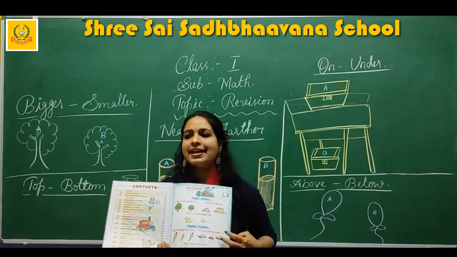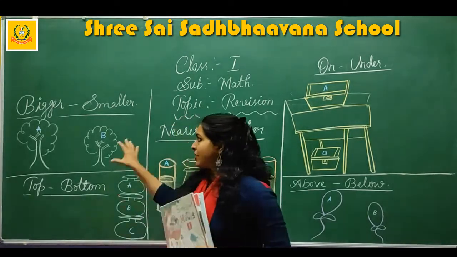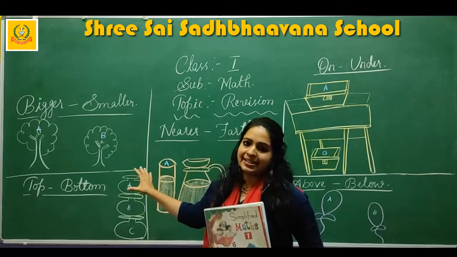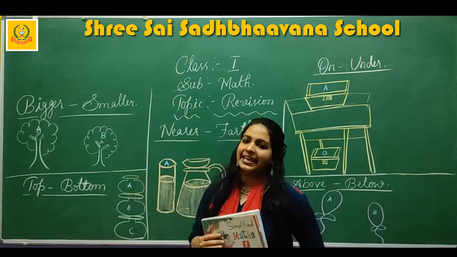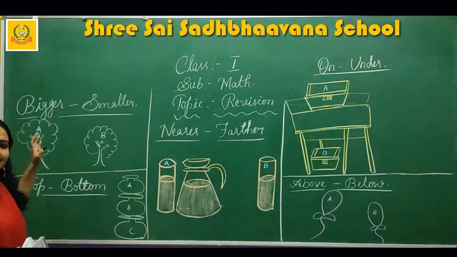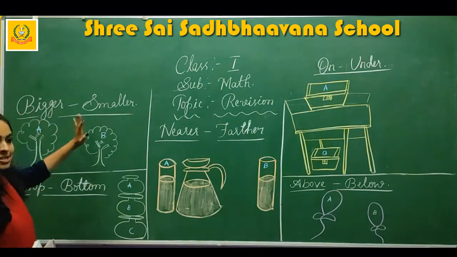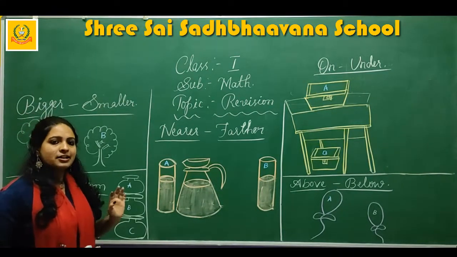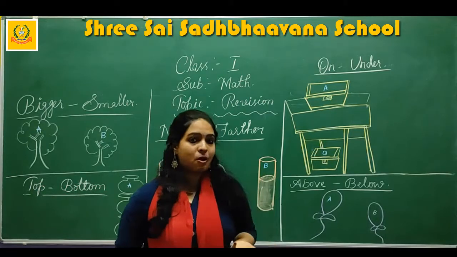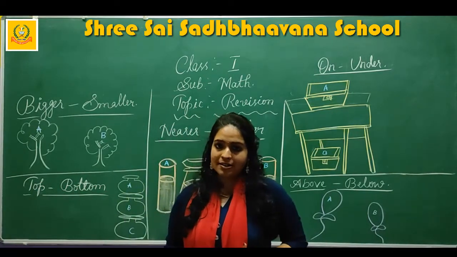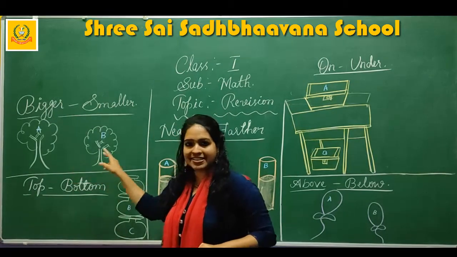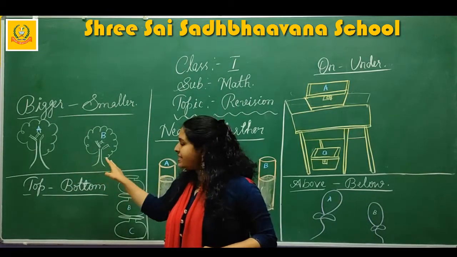So now look at the board. I have drawn a few figures for you. Let us see what they are. You have already learnt about bigger and smaller. Did you all study what you mean by big and small, bigger and smaller, biggest and smallest? Can you see the two trees here?